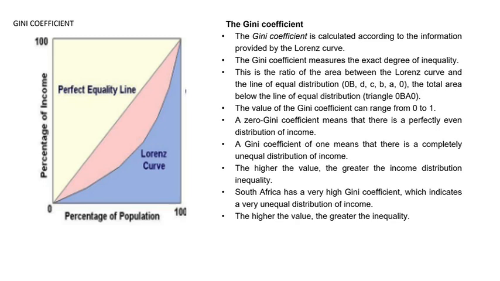South Africa has a very high Gini coefficient, which indicates a very unequal distribution of income. As we said before, the higher the value, the greater the inequality. Another way to look at this, the closer you are to 1, the greater the inequality is. And the closer you are to 0, the more even the income distribution is.